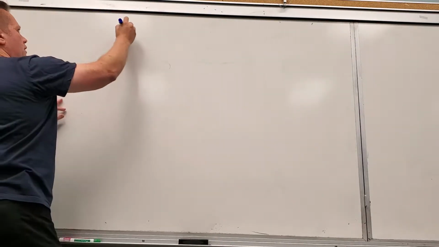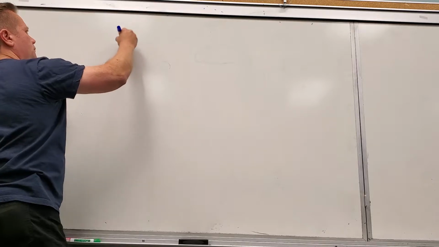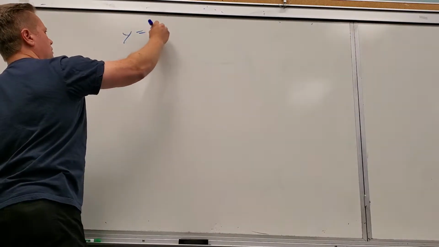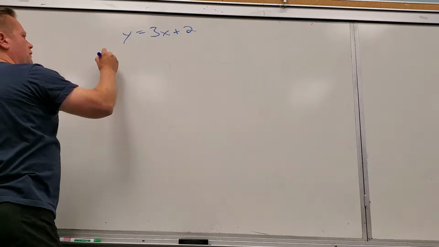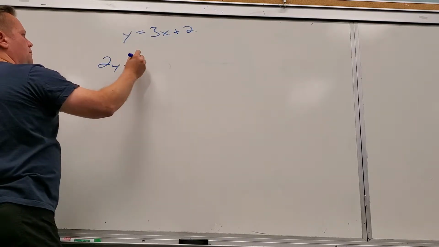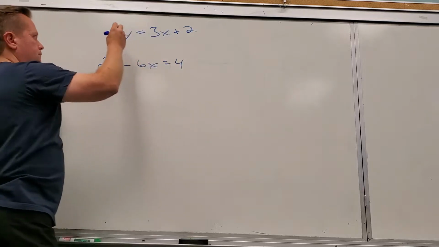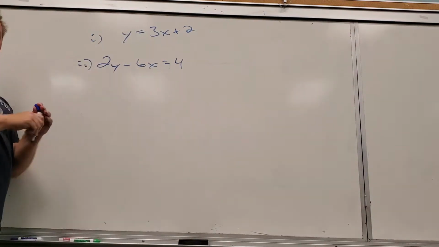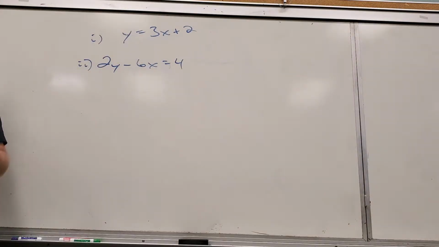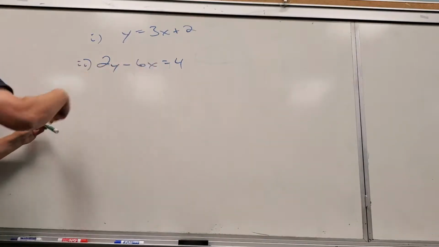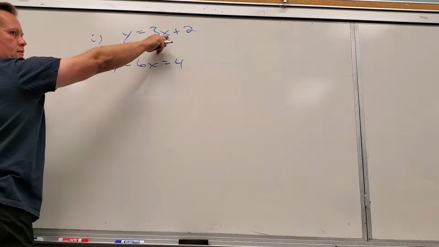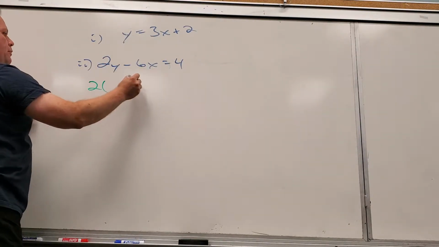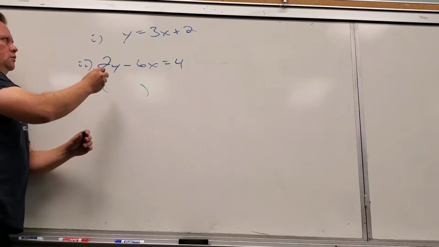So what does it mean then if I have y equals 3x plus 2, and then 2y minus 6x equals 4? Let's just blindly go into this. So I can rewrite this one. I know y is this. So I put twice y, but what's y?